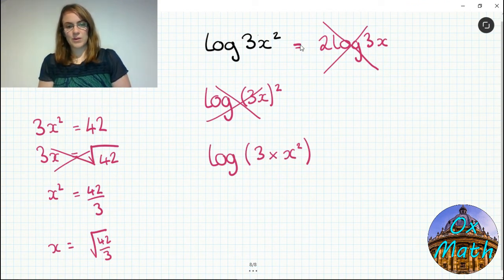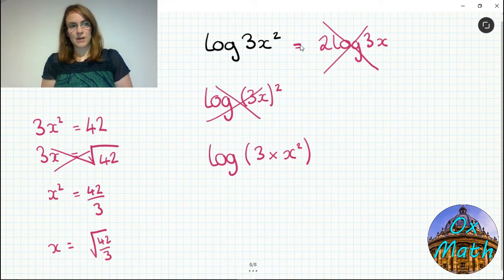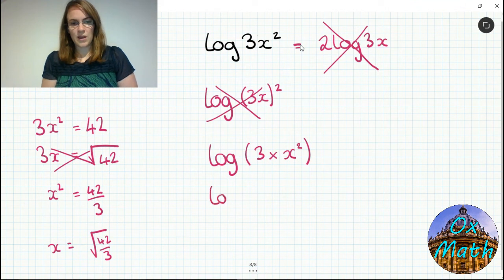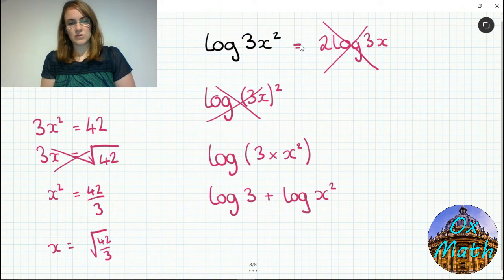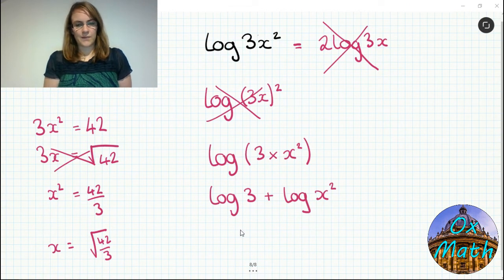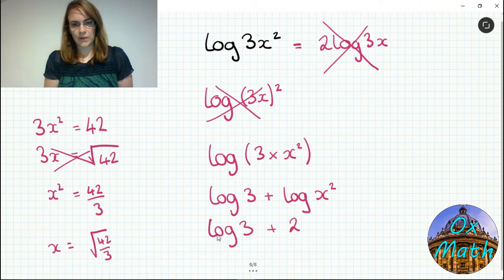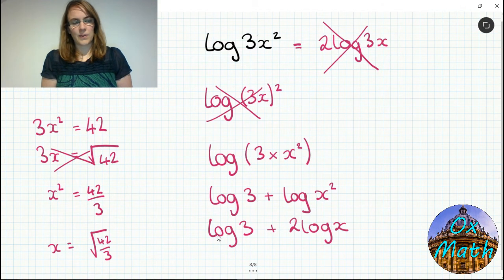If we have two numbers multiplied together, we can actually split up that logarithm using our addition log law, which says that we can split it up into log 3 plus log x squared. So we are using our addition law of logarithms in the opposite way to what we were using it a minute ago. And now we have split the x squared away from the 3, we can now use our final log law to write log x squared as 2 log x.